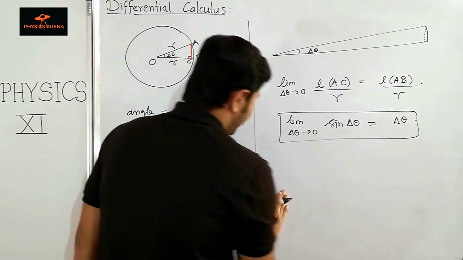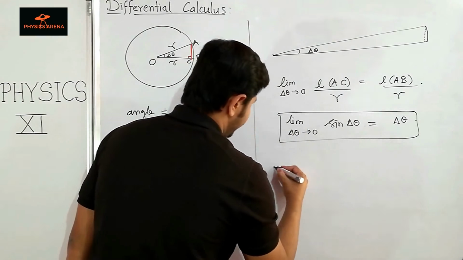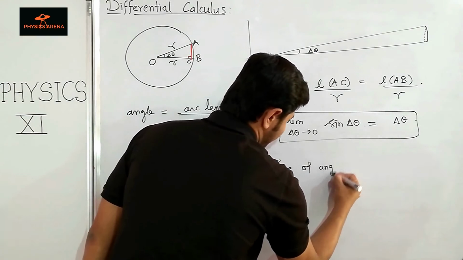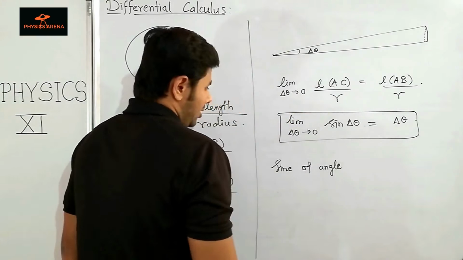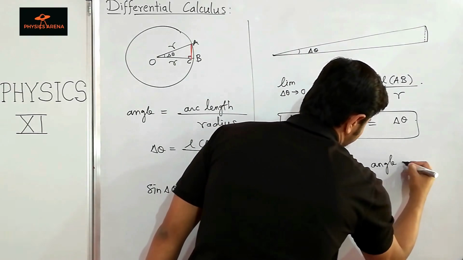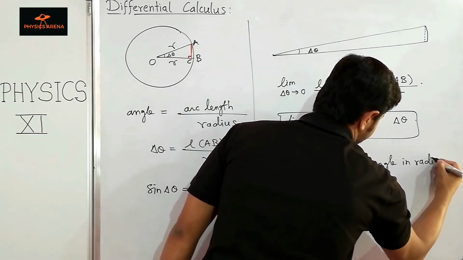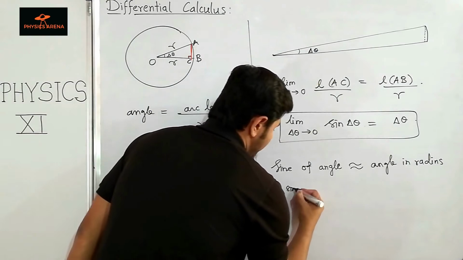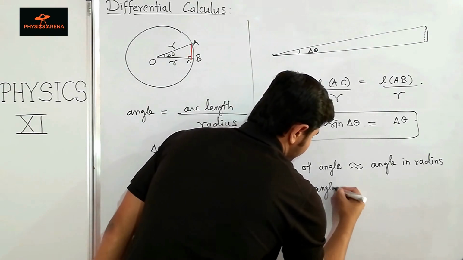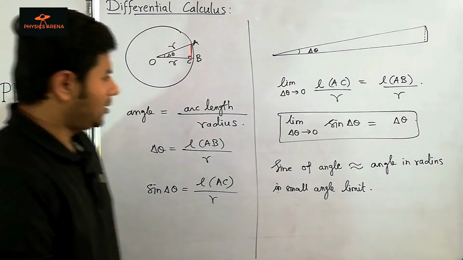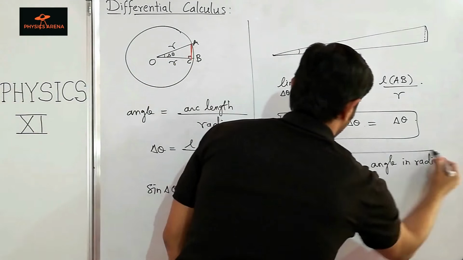And I will write in words that sine of angle is almost equal to the angle in radians in the small angle limit. Okay, so this is an important thing.